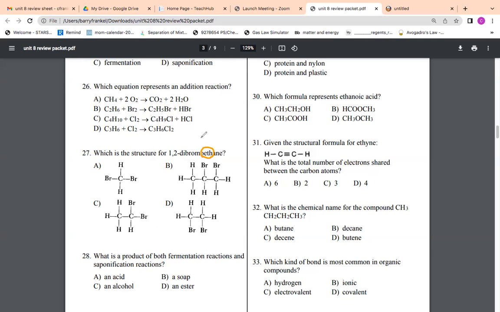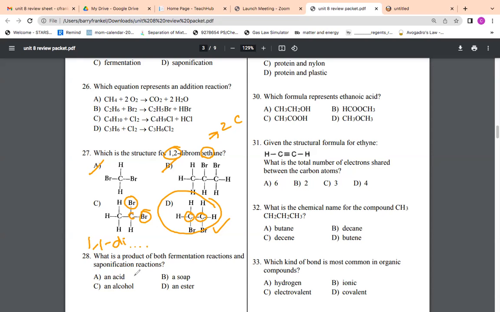My poor toe. All right, so eth, that is our prefix for 2, and we're talking about 2 carbons. So I can get rid of A, I can get rid of B. This has only 1 carbon. This has 3. So it's between C and D. Now they give us the locations for our bromo groups. I can see here for choice C, they're both on the same carbon. So this is 1,1-dibromo. This one here has a bromine on the first carbon and 1 on the second carbon. So this is the one that we want to go with, choice D.